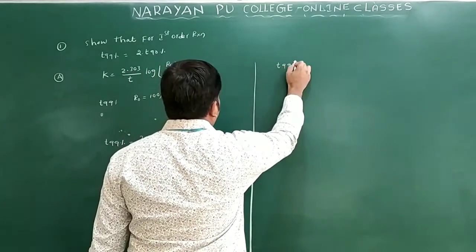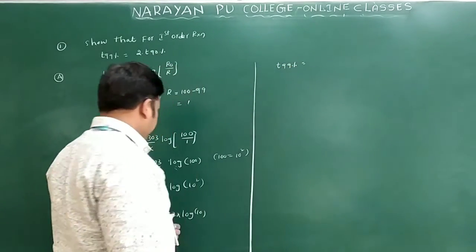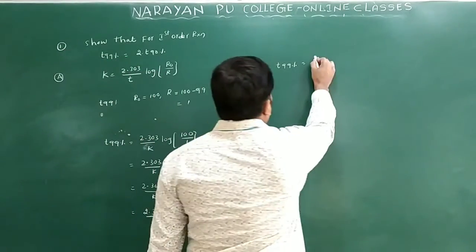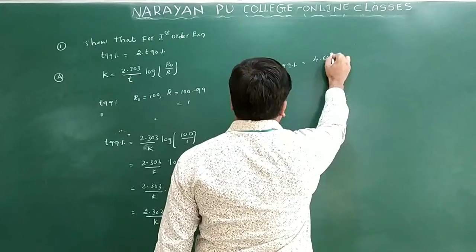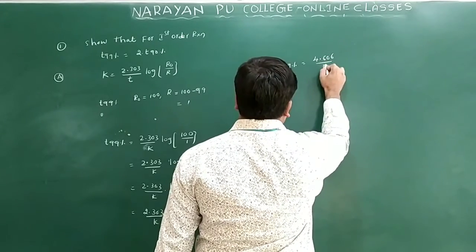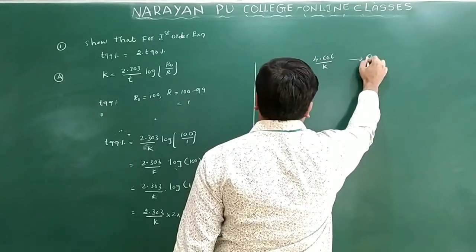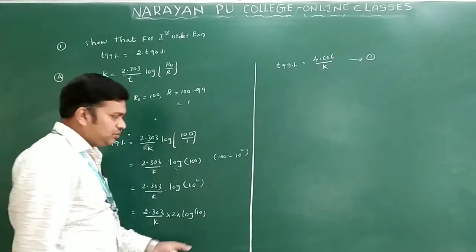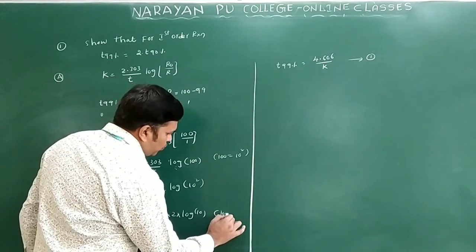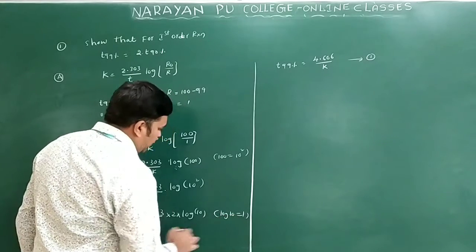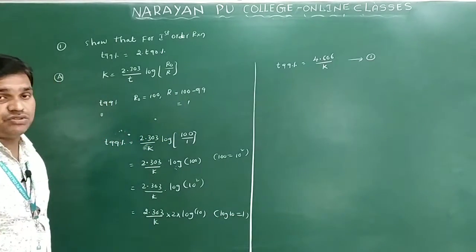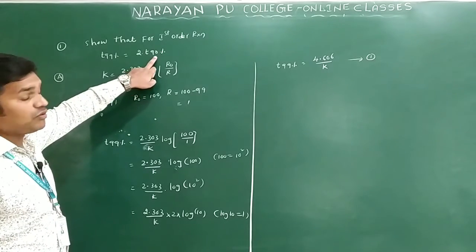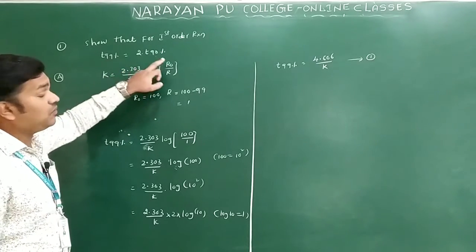T 99% is equal to, here you can multiply this one with 2. What you will get? 4.606 by K. This you can take as equation 1. So T 99%, how much did you get? I already told you, log 10 value is 1. So we get 4.606 by K. This is T 99%. And one more, we have to find the relation between 99% and what?